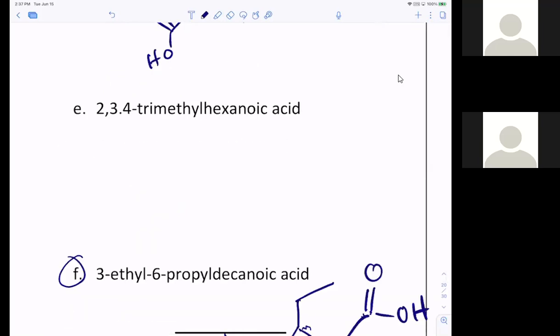2,3,4-trimethylhexanoic acid. It's a carboxylic acid with 6 carbons. 1, 2, 3, 4, 5, 6. Carboxyl group. And then 2, 3, and 4 have methyl branches. 2, 3, and 4. Okay.